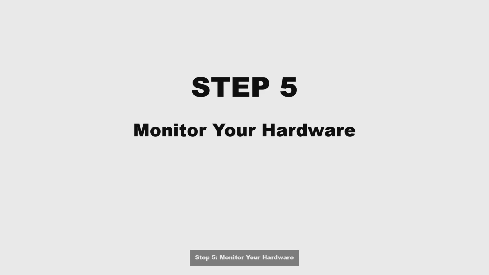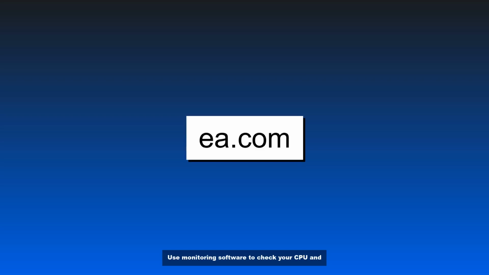Step 5. Monitor your hardware. Use monitoring software to check your CPU and GPU temperatures while playing. If they are overheating, consider cleaning your hardware or improving your cooling system. High temperatures can lead to throttling and reduce performance.